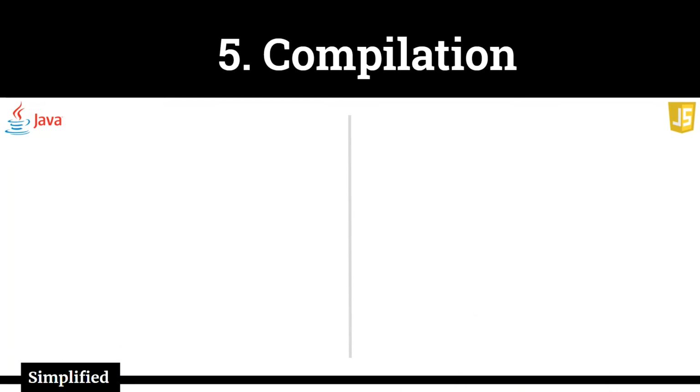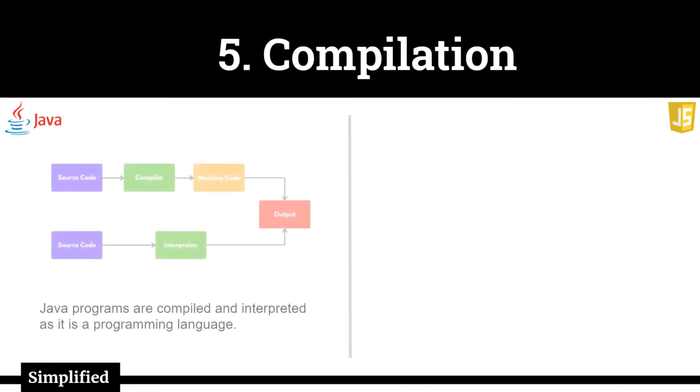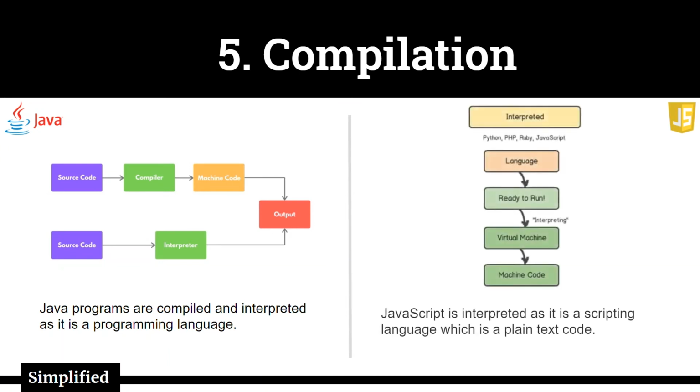Fifth, compilation. Java programs are compiled and interpreted as it is a programming language. Whereas JavaScript is interpreted as it is a scripting language, which is plain text code.